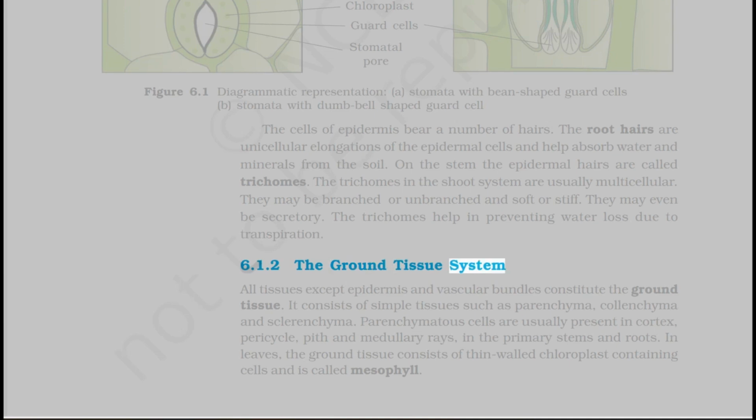6.1.2 The ground tissue system. All tissues except epidermis and vascular bundles constitute the ground tissue. It consists of simple tissues such as parenchyma, collenchyma, and sclerenchyma. Parenchymatous cells are usually present in cortex, pericycle, pith and medullary rays, in the primary stems and roots. In leaves, the ground tissue consists of thin-walled chloroplast-containing cells and is called mesophyll.